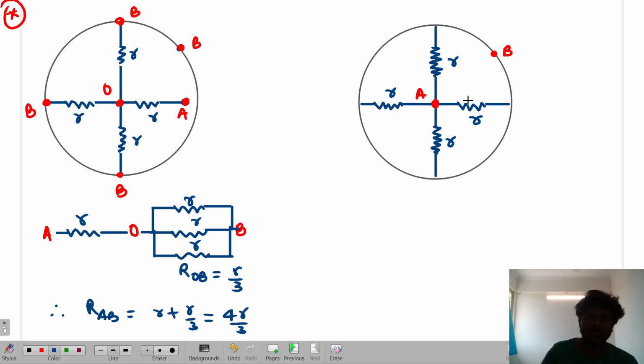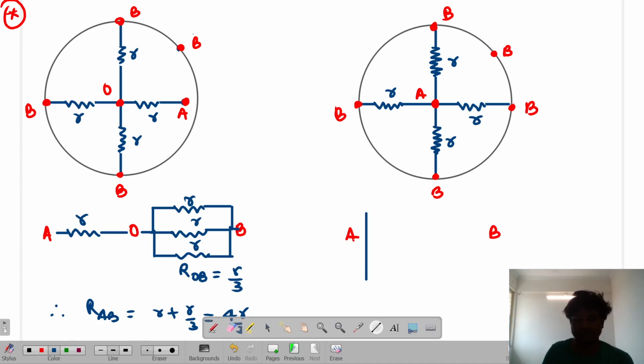Here, A is at the center and B is on the conducting wire. So this point is also B, B, B, and B. So all four are in parallel or not? If I take A and B, then all four are in what circuit? Parallel circuit. Got it?